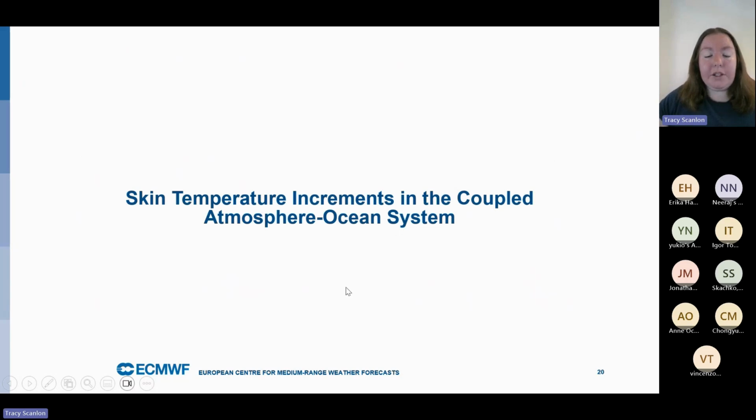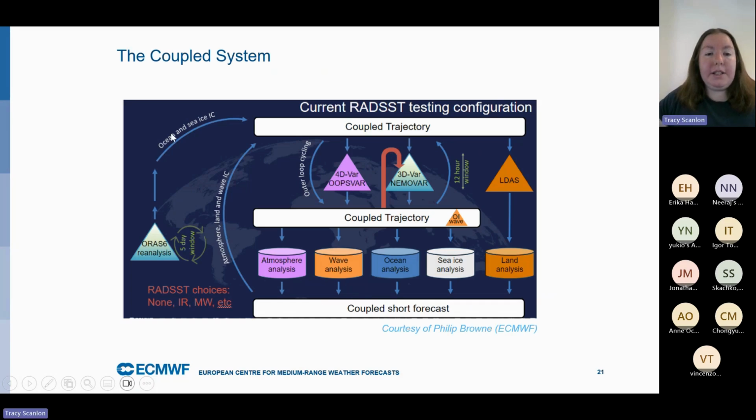So finally, I've just got a couple of slides looking at the coupled atmosphere ocean system. So firstly, to explain it, and then to show some results from it. So this is courtesy of Phil Browne, who is the person at ECMWF who's been implementing all of the coupled information, the coupled system. And here we're showing the coupled trajectories with the atmospheric part, and here with the ocean model. So the skin temperature increments that we've just been talking about are generated within the atmospheric part.